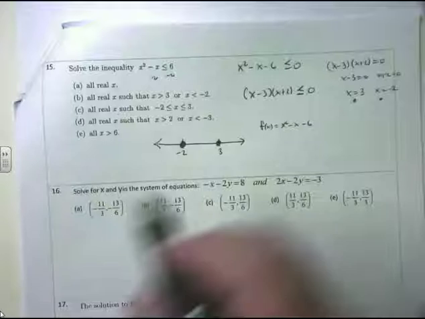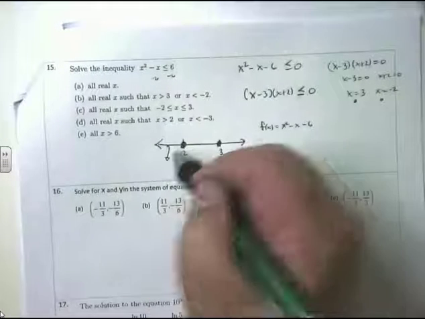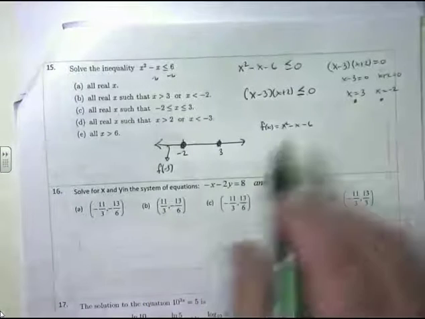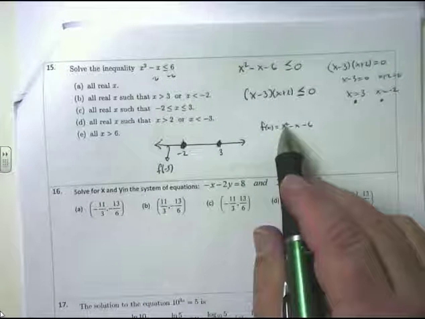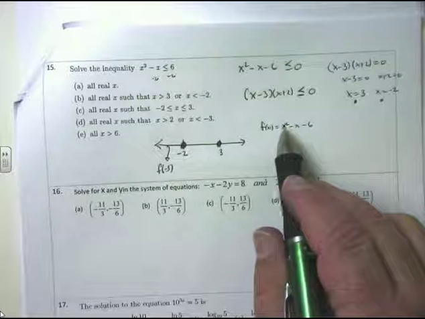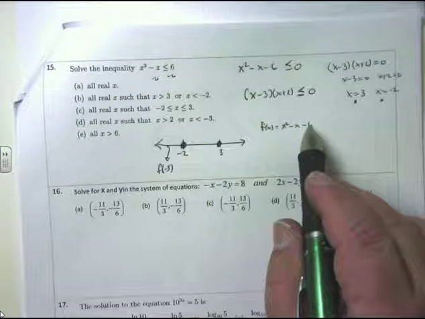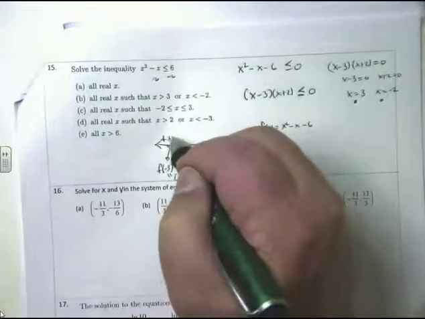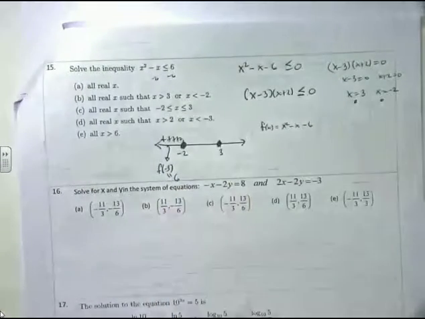Now I'm going to pick test values for my function. A number less than negative 2 would be negative 3. When I plug negative 3 in, negative 3 squared is 9, minus negative 3, 9 minus a negative is positive, 9 plus 3 is 12, minus 6 is 6. Don't care what the number is, it's a positive number. So everybody in the interval is positive.